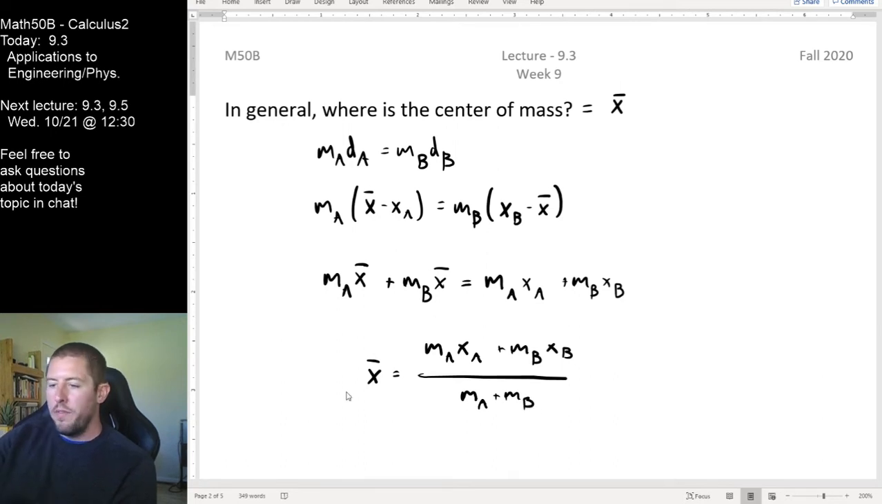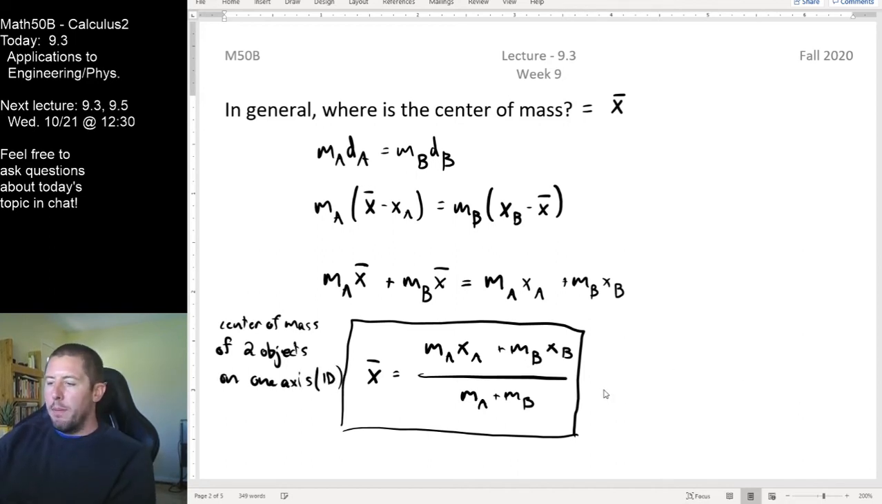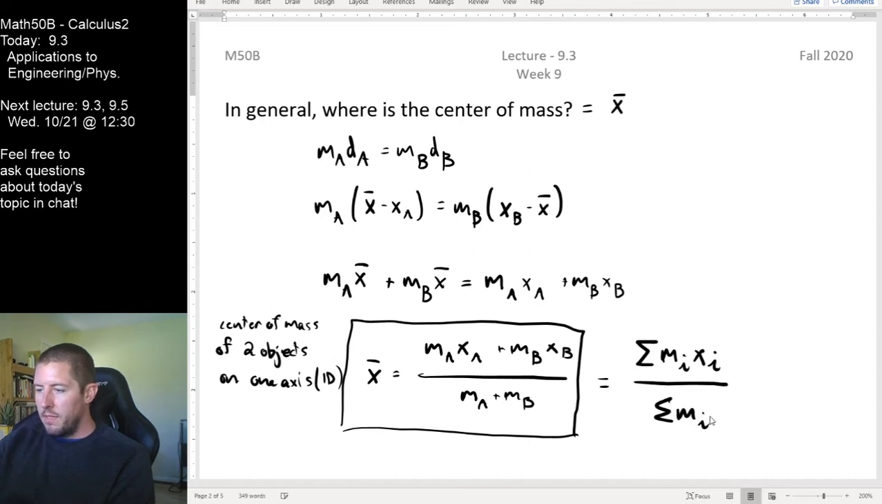All right, so what we've done here is we've now come up with a general formula for the center of mass of two objects on one axis. This is a 1D setting still. And very importantly, we can write some of these a little bit differently. Notice that this is the sum of the m sub i, x sub i. And down here, this is just the sum of m sub i.